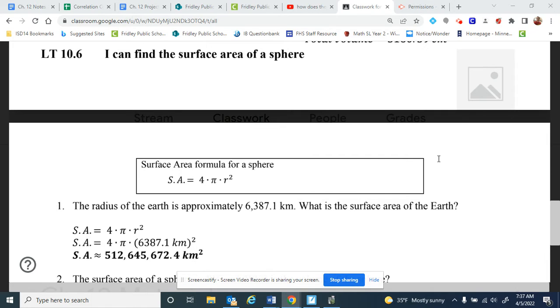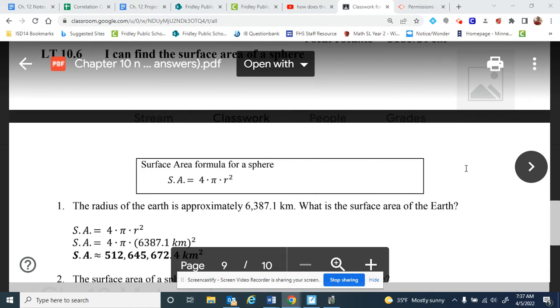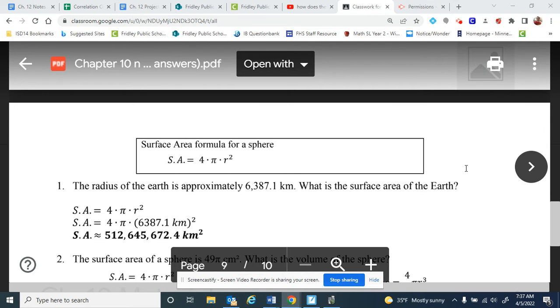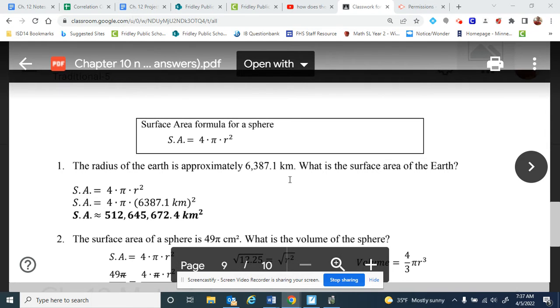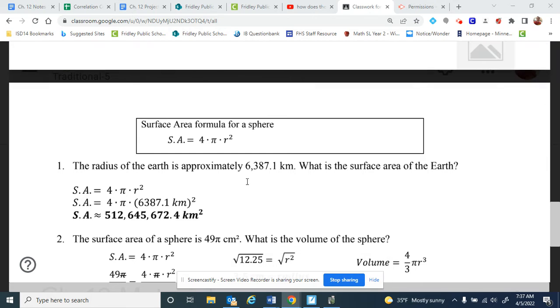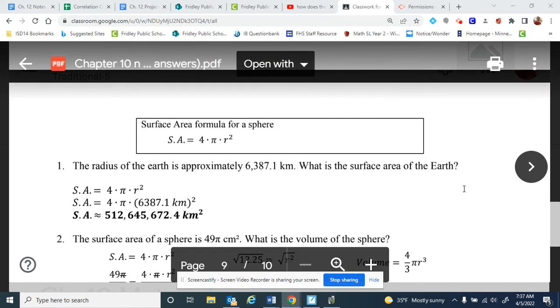So the surface area of a sphere is equivalent to 4 of its shadows in a sense. So 4 times pi r squared. So we're going to go back to the radius of the Earth problem. So here's the radius of the Earth in kilometers, 6,387.1 kilometers. We want to find the surface area of the Earth.